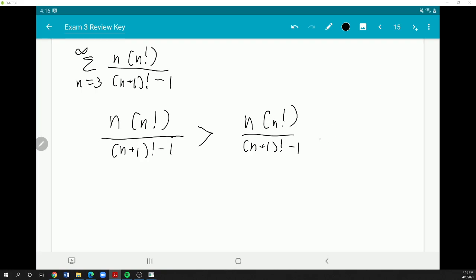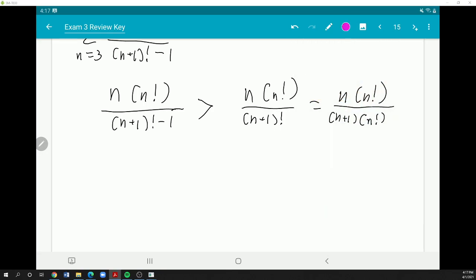But now, this is n times n factorial over n plus 1 times n factorial. Sorry, no minus 1 there. If I don't subtract 1 on the denominator, I'll have an even bigger number, so I'll divide by something even bigger. Oh, sorry. This would have to be less than? No, that's right. The minus 1 makes the number smaller, and if I divide by something smaller, I get something bigger. Sorry. Okay. And now these go away.